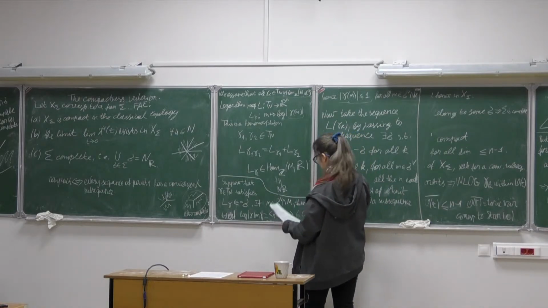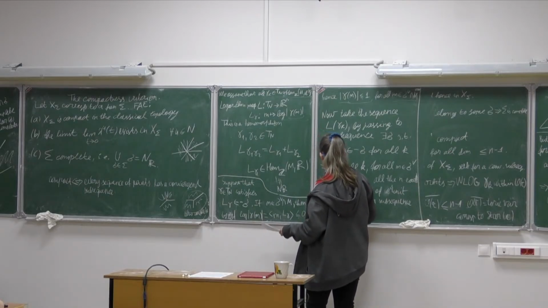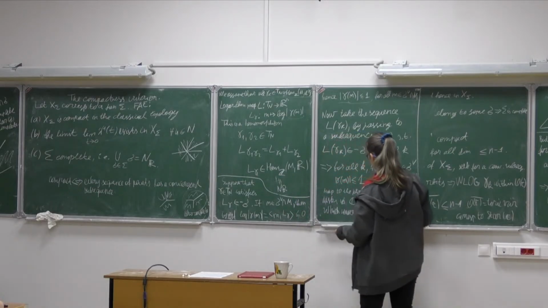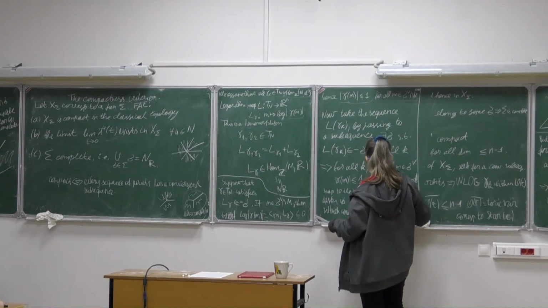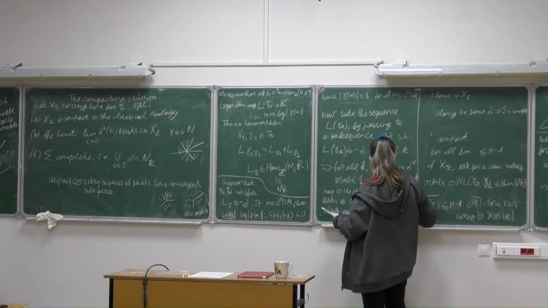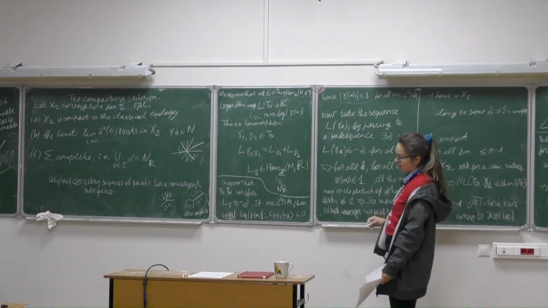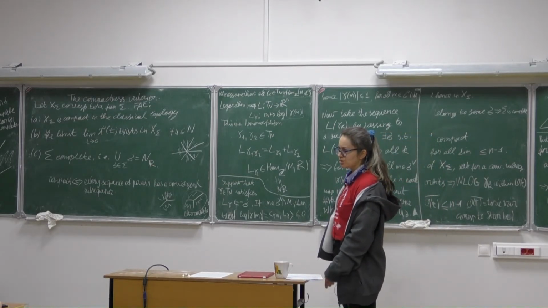So there is a subsequence which converges to a point in U_sigma. So we are done with this criterion, and I think that's enough for today. Any questions?